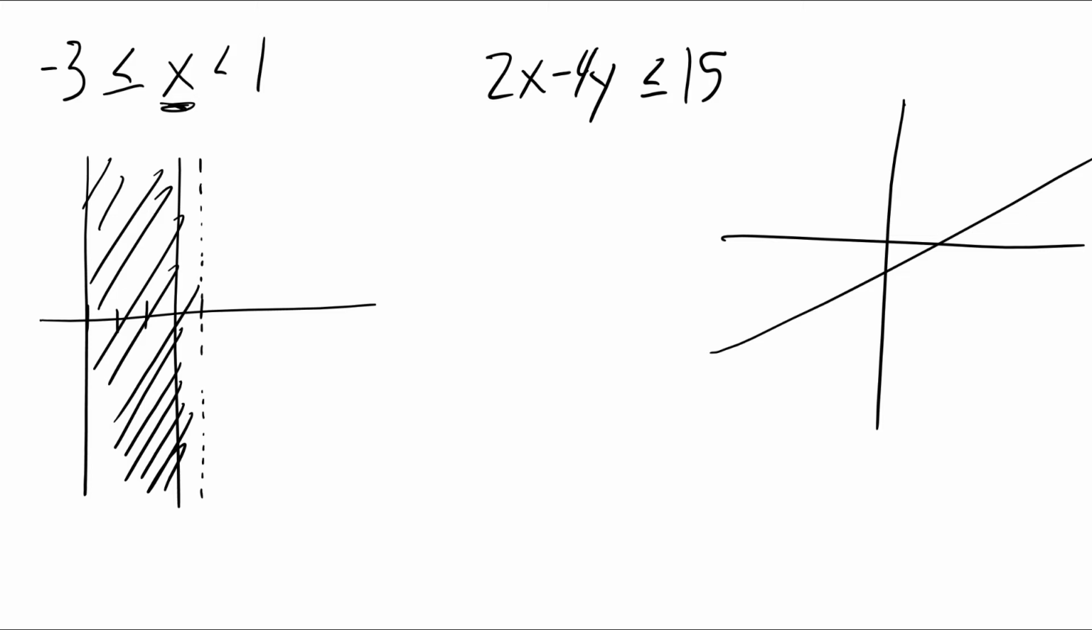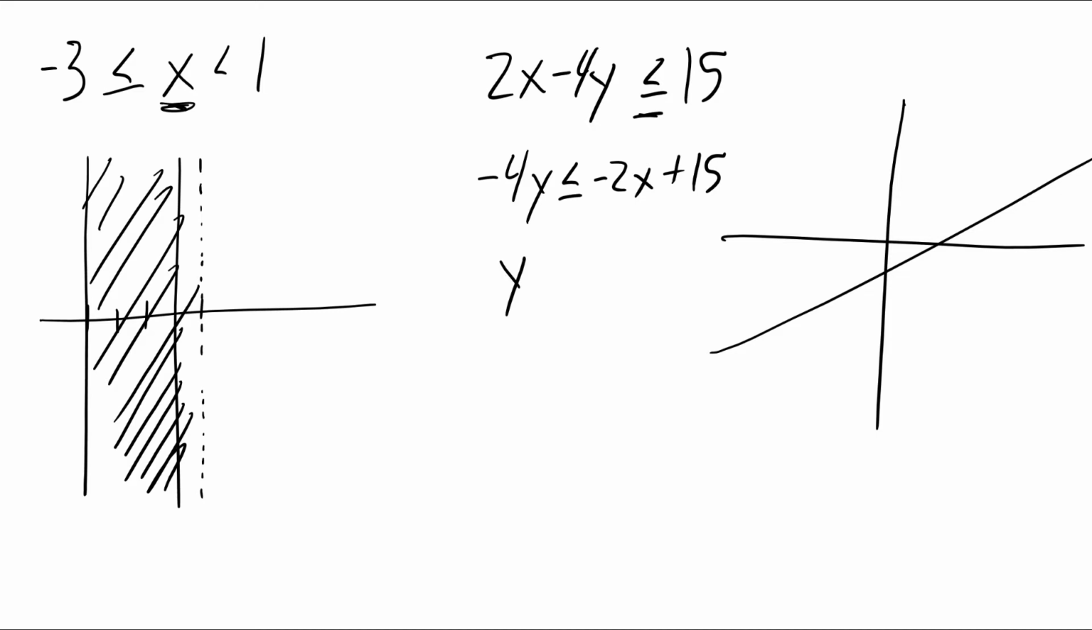So at first glance, it might seem like the answer is below because our sign is less than or equal to. But let's go ahead and solve for y. So we'll do that by subtracting 2x from both sides. So that'd be -4y less than or equal to -2x plus 15.